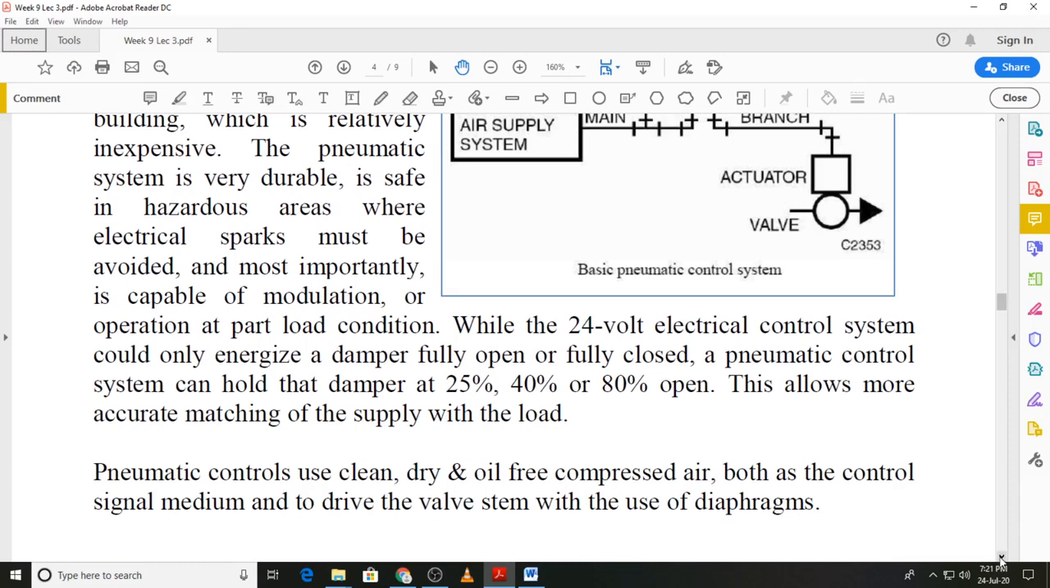Of course, pneumatic systems require that the air that you are using must be processed, in the sense that it should be clean and dry and oil free, both as the control medium signal and to drive the various valves which use diaphragms.